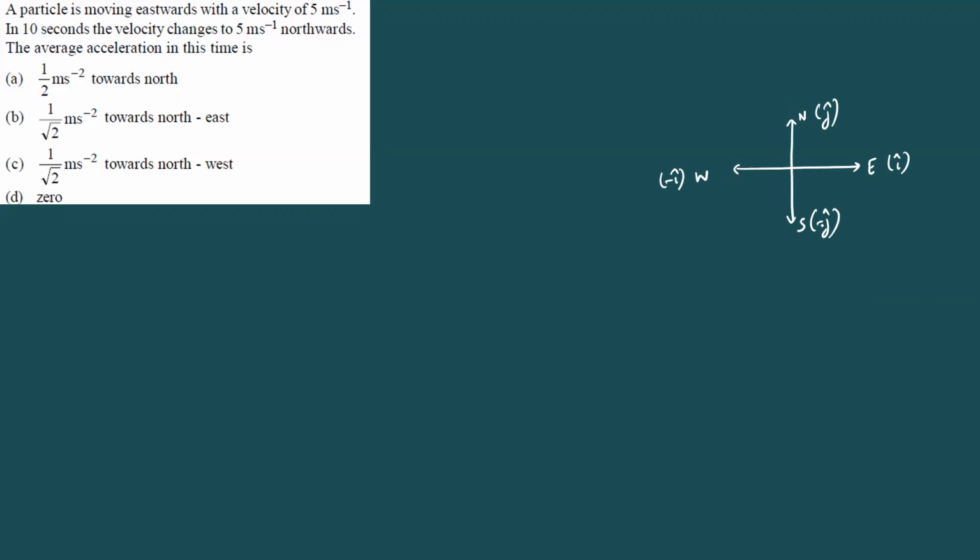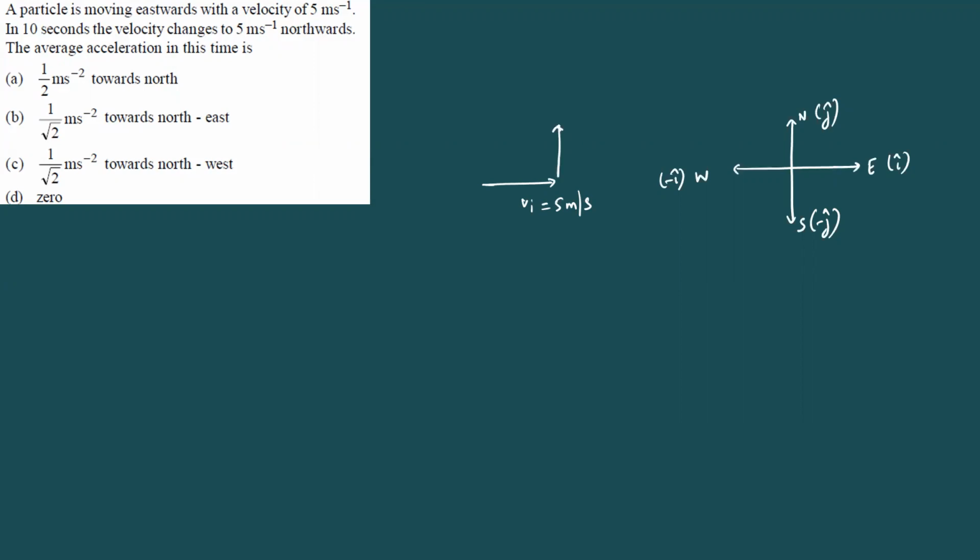This problem can be solved in two methods: using parallelogram law, triangle law, and the vector approach, the mathematical method, where we will be making use of this i cap and j cap, that I'll take up in the next illustration. Let me solve this problem particularly using the parallelogram law method. So a particle is moving eastward. So the initial velocity is towards east. So this is the initial velocity, which is towards east, and that is 5 meters per second. In 10 seconds, the velocity changes to 5 meters per second towards north.